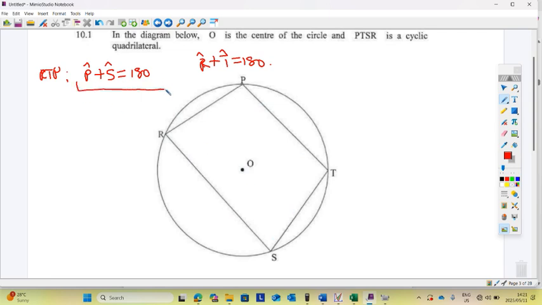Let's prove this one. P plus S is equal to 180 degrees. We make use of that theorem which says angle at the center is equal to 2 times the angle at the circumference. So the first step is construction.